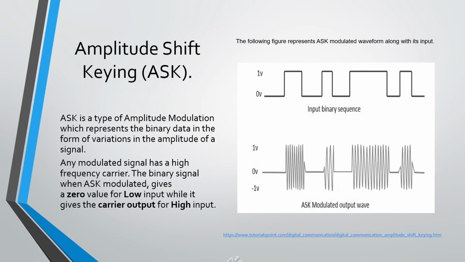Amplitude shift keying is a form of amplitude modulation that represents digital data as variation in the amplitude of a carrier wave. In an amplitude shift keying system, the binary symbol 1 is represented by transmitting a fixed amplitude carrier wave at a fixed frequency for a bit duration or time period. If the signal value is 1, then the carrier signal will be transmitted. Otherwise, a signal value of 0 will be transmitted.